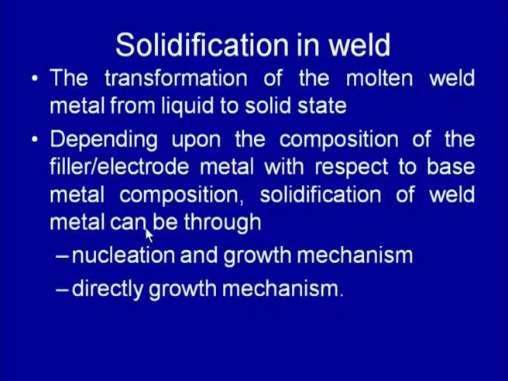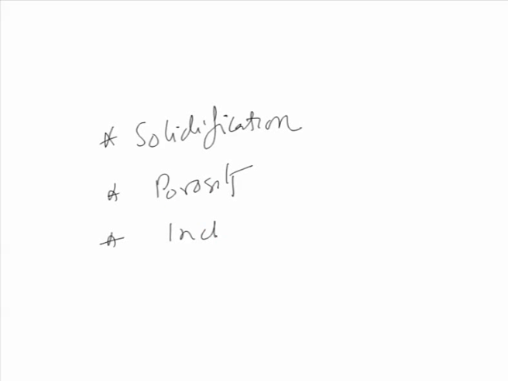What are the things which dictate the weldability of the steel, especially from the weld metal point of view? First, there are various aspects related with the weld zone. One is the solidification, and the second is the development of porosity and inclusions. These are the three main problems as far as the weld metal is concerned.